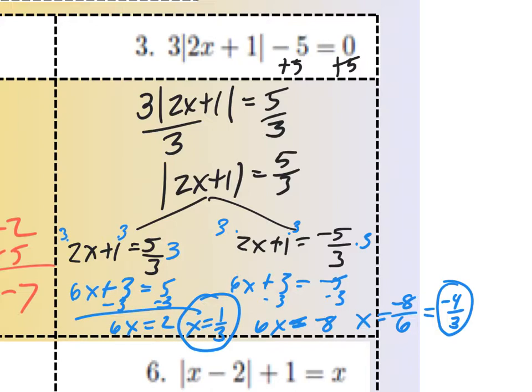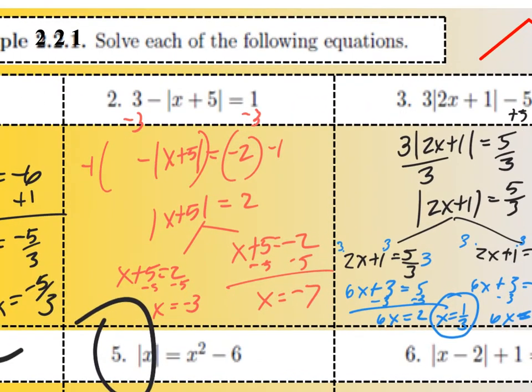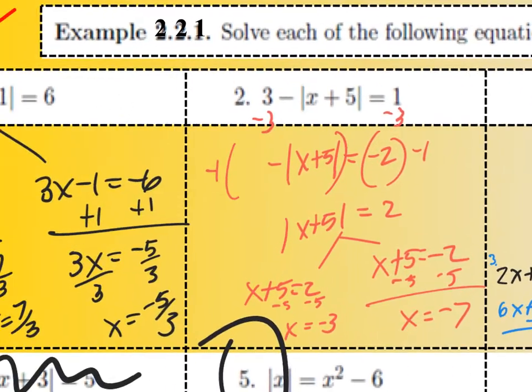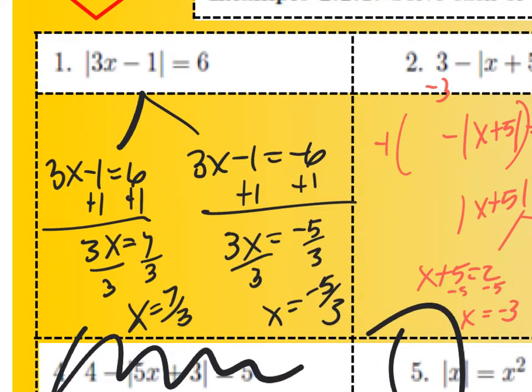So I got 1/3 and negative 4/3 at the end there. Can anybody verify those numbers? You got the same thing? Okay, good. All right, checking back on problem 2, negative 3 and negative 7. And on problem 1, 7/3 and negative 5/3. Anybody verify those? Okay, good.